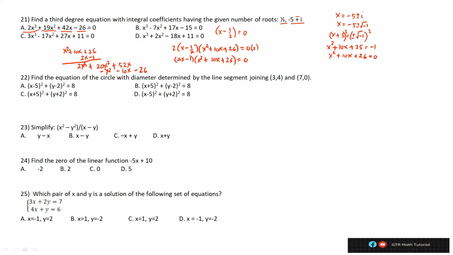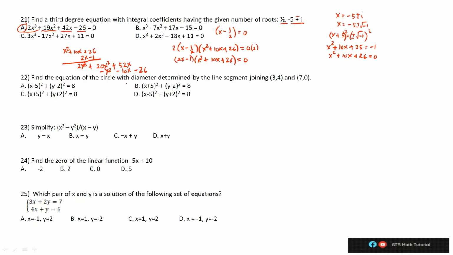Okay, so therefore, this is the answer. Third degree equation with roots 1/2 and negative 5 plus i. So tandaan, pag may i, laging partner yan ha. Pair lagi yon. Okay, so the answer is, ayan, so the answer is letter A.